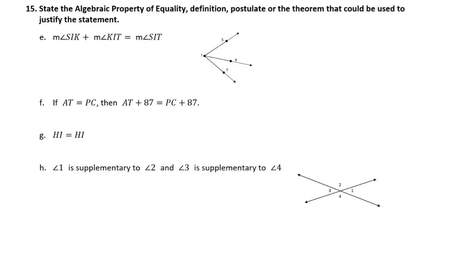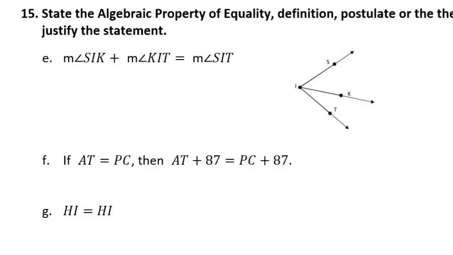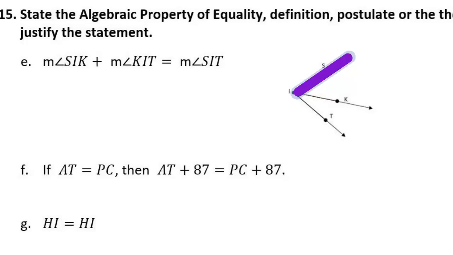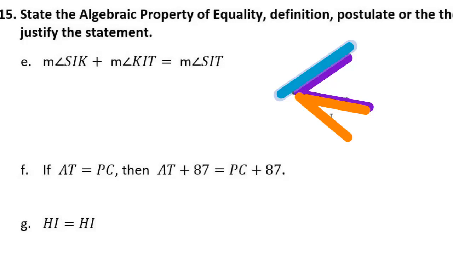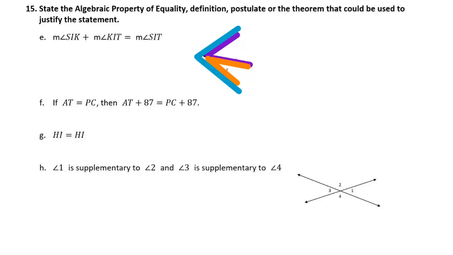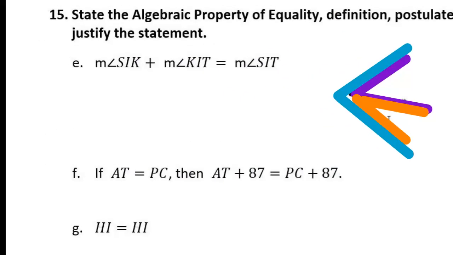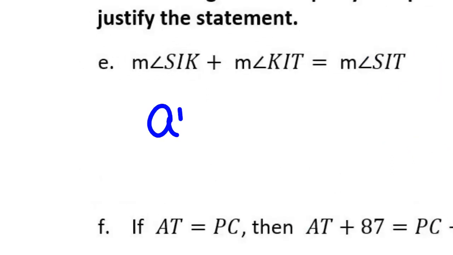Let's look down at E. Part E says the measure of angle SIK, this angle right here, plus the measure of angle KIT, this angle right here. If I add those two measurements together, it would give me the measurement of the large angle, angle SIT. What would allow me to make that statement? Angle addition postulate. Yes, you're absolutely right.